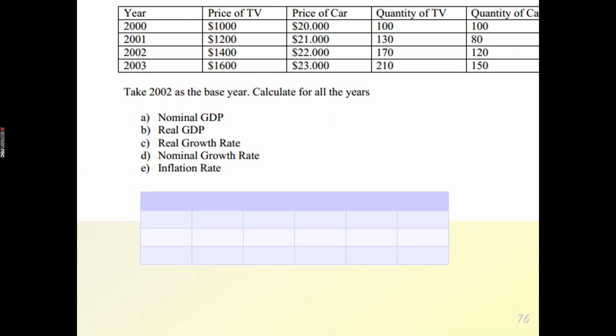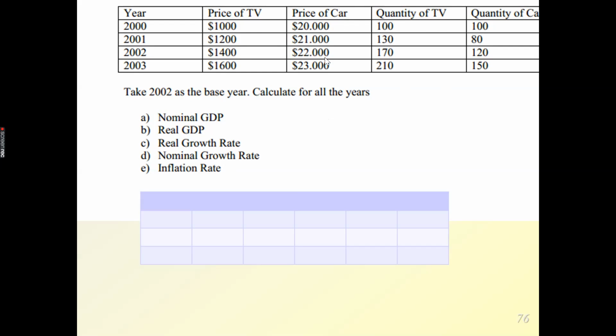This is your homework, and this is what you were supposed to calculate, assuming an economy that was producing only TVs and cars. They were giving you the data of how many TVs and cars were produced at which price each year. With this information, you are supposed to calculate the nominal GDP, then the real GDP using the 2002 year as our baseline year.